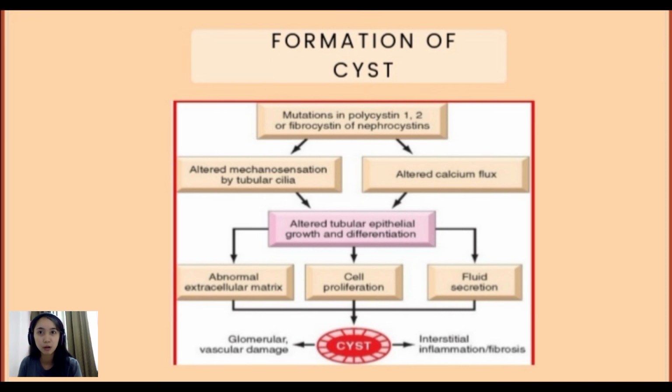So this is the formation of the cyst. First, mutation of polycystin 1 and 2 or fibrocystin or nephrocystins. Altered mechanosensation by tubular cilia. Then altered calcium flux that results in altered tubular epithelial growth and differentiation, resulting in abnormal extracellular matrix, cell proliferation, and fluid secretion, and then the cyst forms.